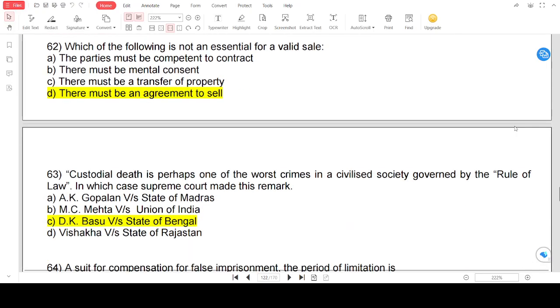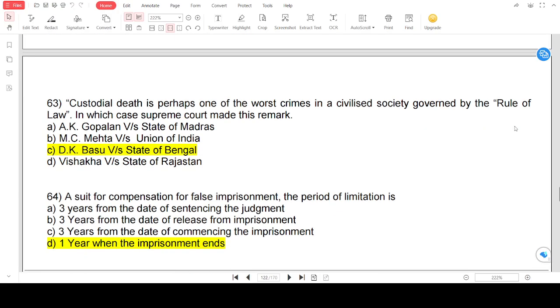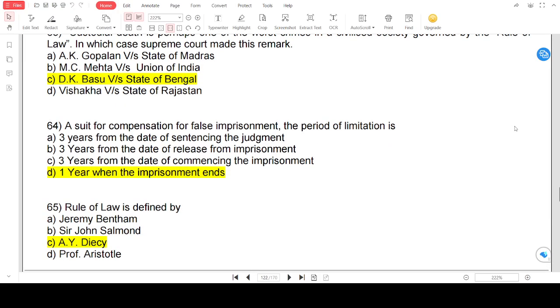There must be an agreement to sale. Custodial death is perhaps one of the worst crimes in a civilized society governed by the rule of law. In which case did the Supreme Court make this remark? D.K. Basu versus State of West Bengal. A suit for compensation for false imprisonment, the period of limitation is 1 year when the imprisonment ends.